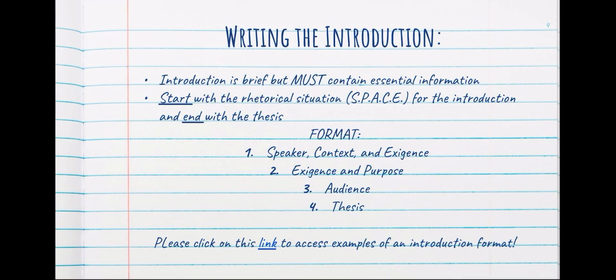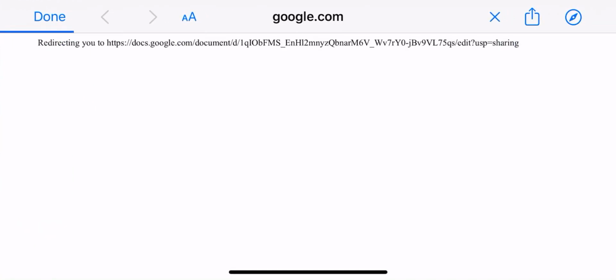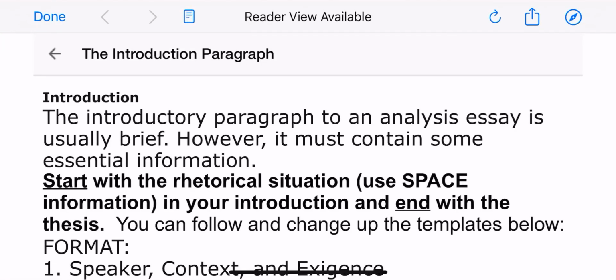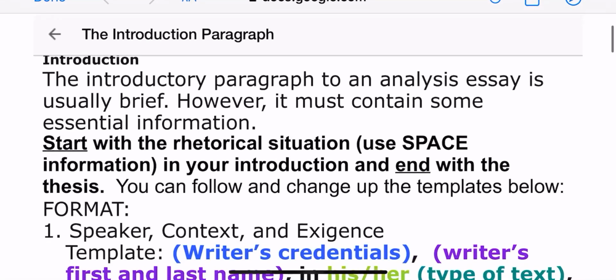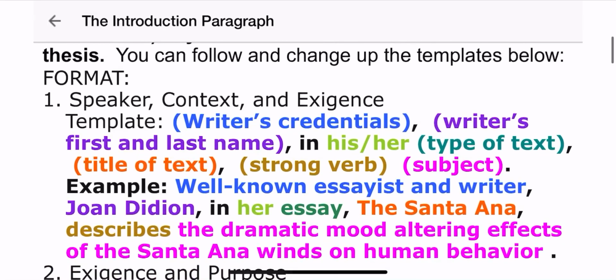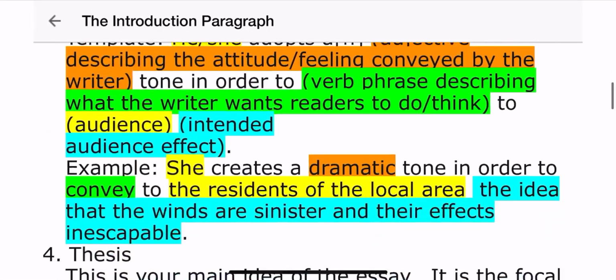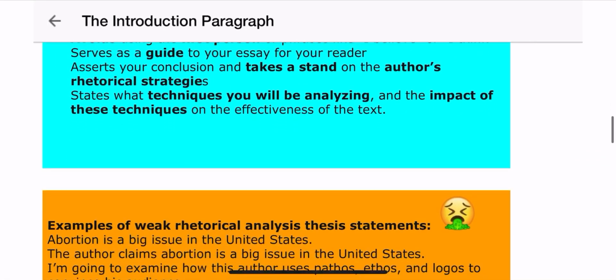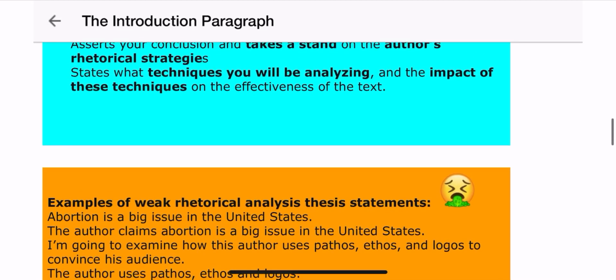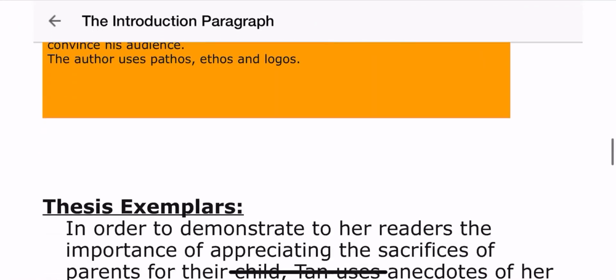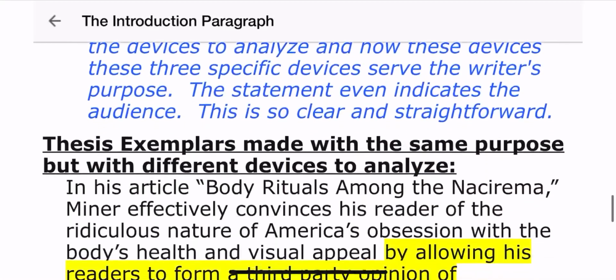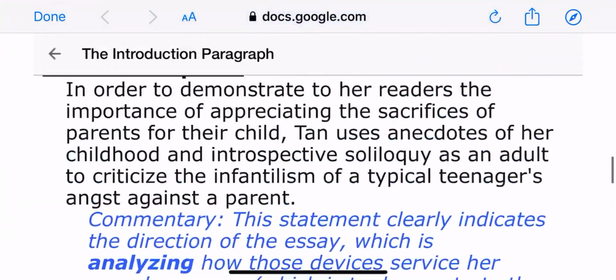This is one document that Mr. Ogden shared with us to help us with our introductory paragraph. It shows us some templates for our format, and it also shows some strong thesis statements and what you should do and what you should not do, and some exemplars as well. You can email me for that as well.